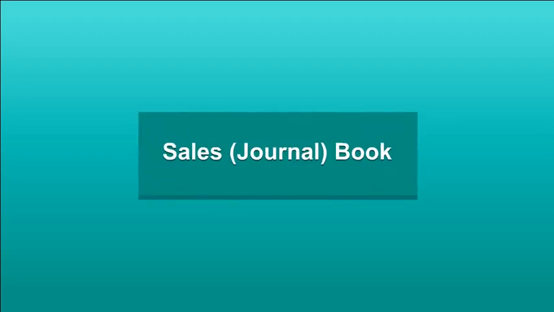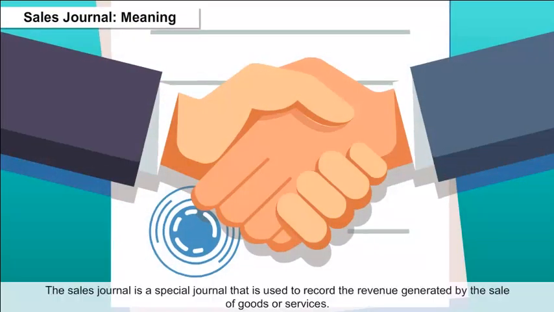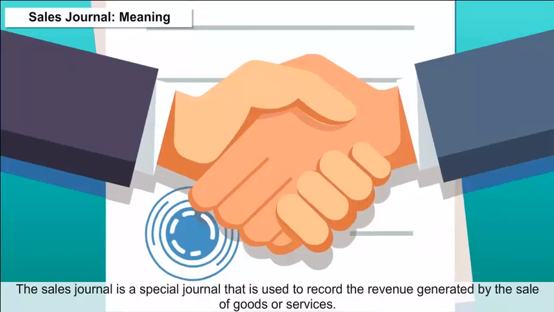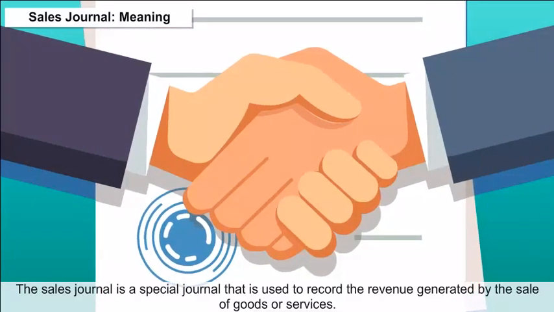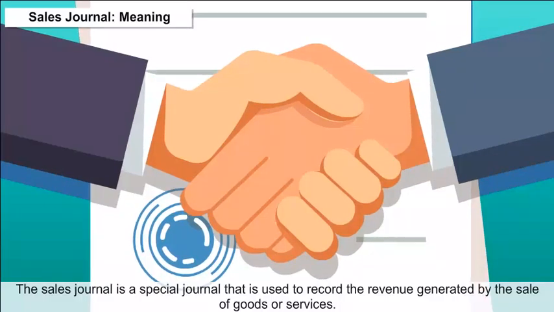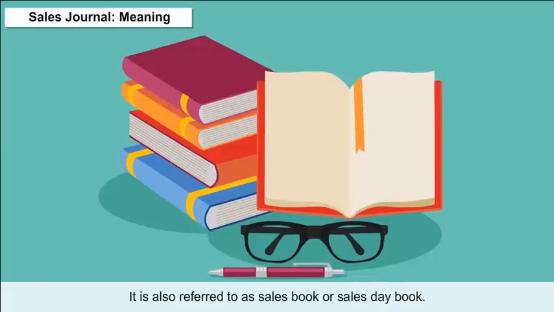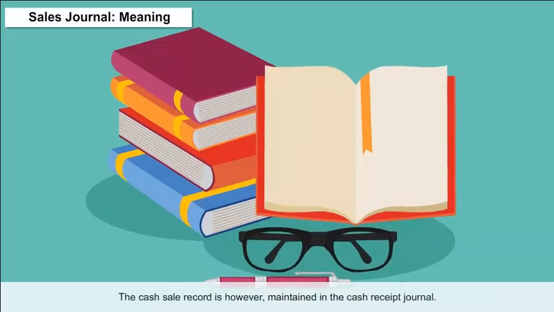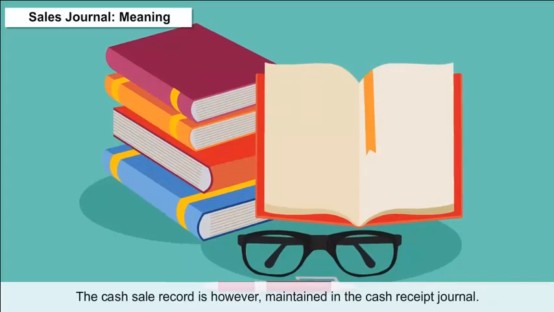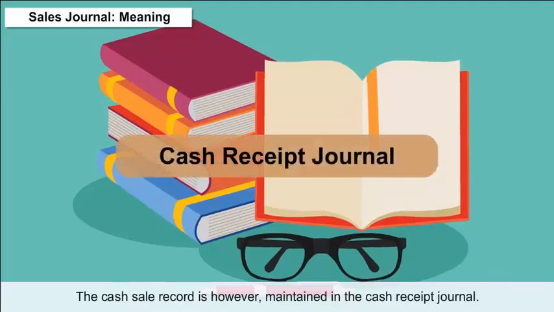Sales journal book. The sales journal is a special journal that is used to record the revenue generated by the sales of goods or services. It is also referred to as sales book or sales day book. The cash sale record is, however, maintained in the cash receipt journal.